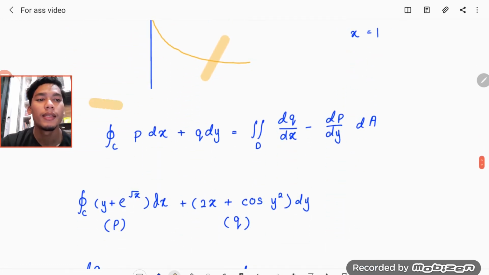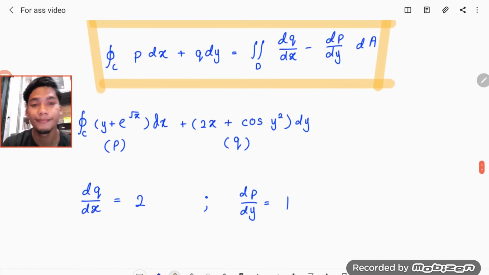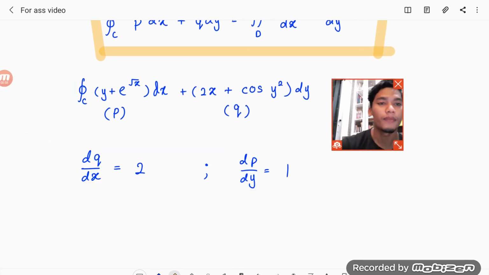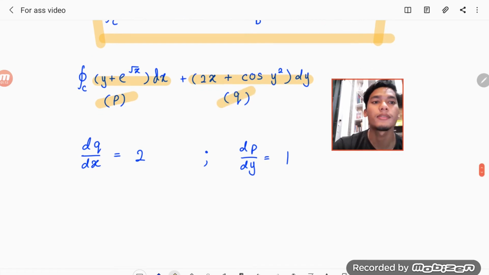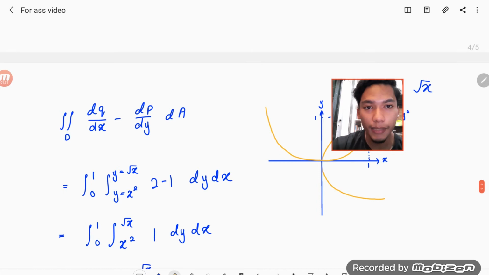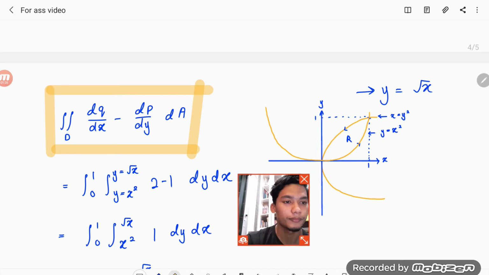Okay, and then this is the general equation for Green's Theorem. From the equation, for the dx we put it as P, and for the dy we put it as Q, and then their derivatives we get 2 and 1, and then we put it in the Green's equation.